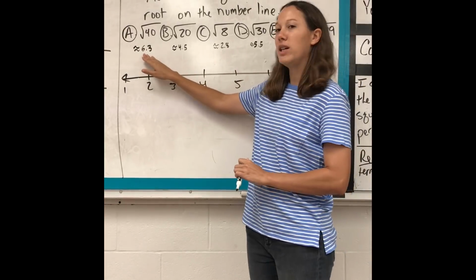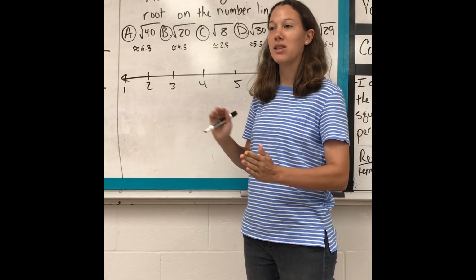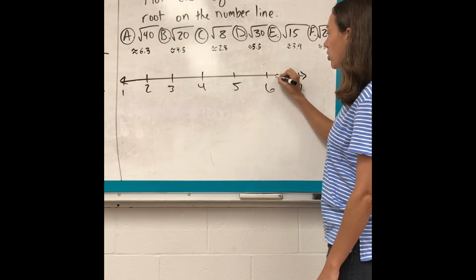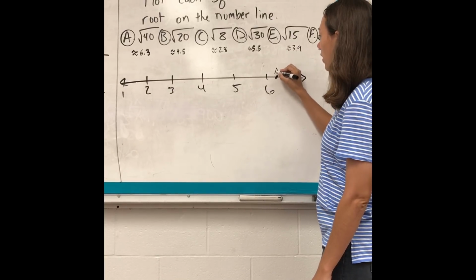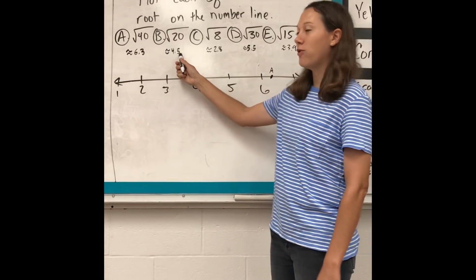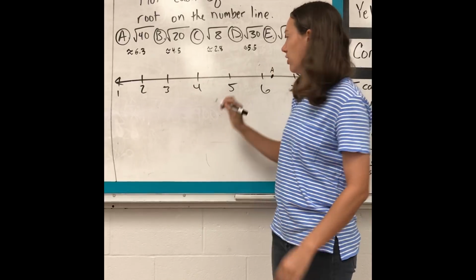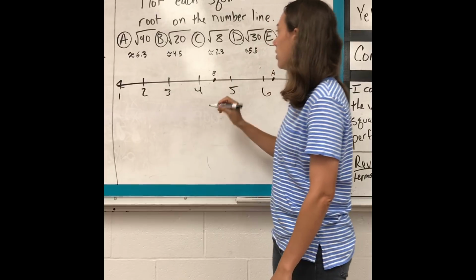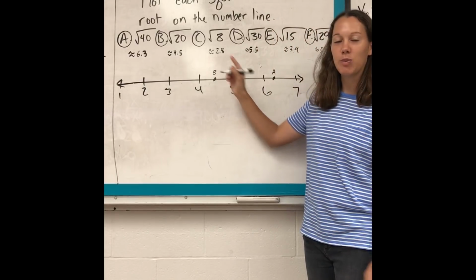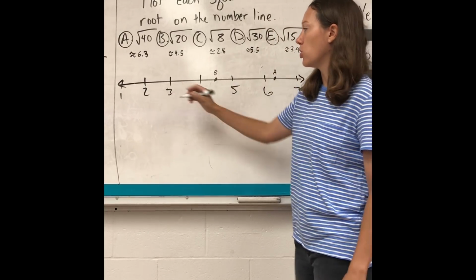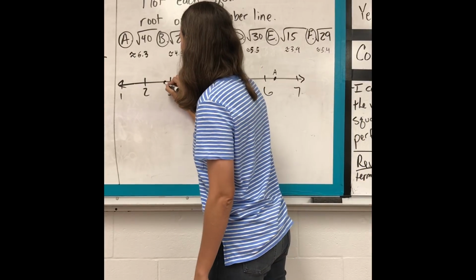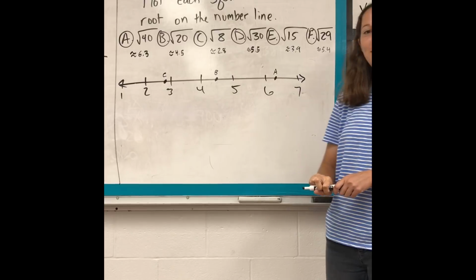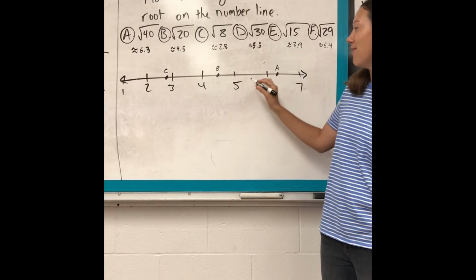So 6.3, I know this is going to be between 6 and 7, closer to 6. So I'm going to go about a third of the way between 6 and 7 and put letter A. 4.5 is between 4 and 5, it's directly in the middle. So I'll put B. 2.8 has to be between 2 and 3, but it's going to be closer to 3. So I'm going to put point C about right there. 5.5 is directly between 5 and 6.